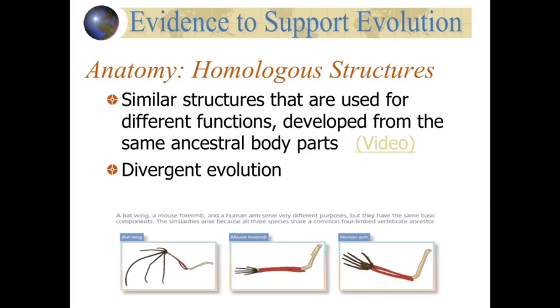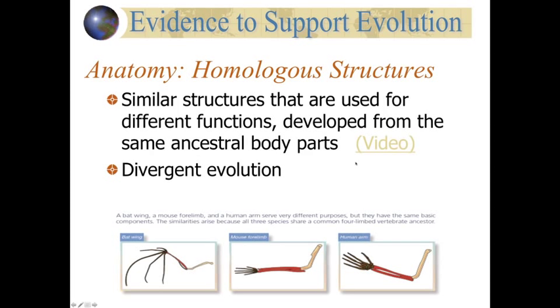So if you think about having a common ancestor which is diverging in different environments or different habitats, there may be a certain advantage to having a body part being able to be good at, for instance, digging, or another one being able to be good at providing speed during running, or another one that can provide lift for flight. So what we see is similar structures, different functions developed from the same ancestral body part.